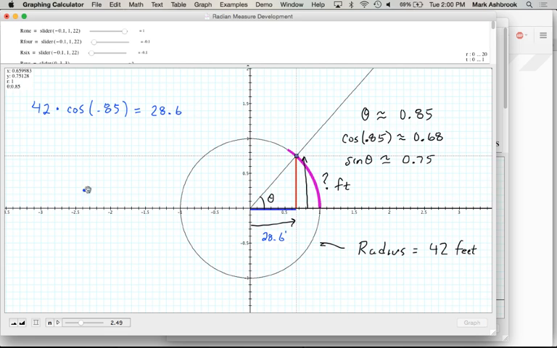All right, likewise, for the other one, you should have taken 42 times what? The 0.75, right? If you take 42 times 0.75, or 3/4 of 42, you'll get how many feet you are up. Should make sense. And so what is that really doing? You're taking 42 times sine of 0.85. That equals 31.5 feet now.